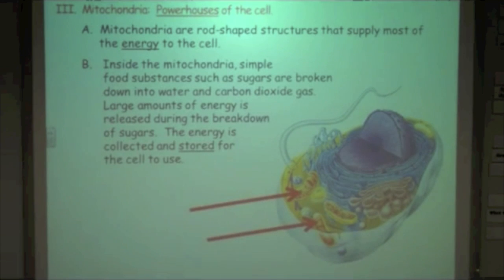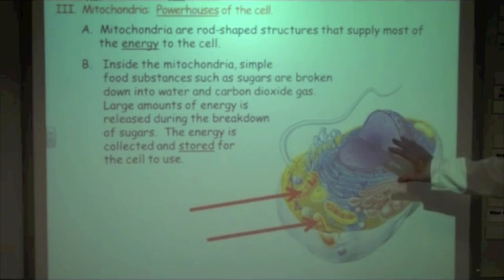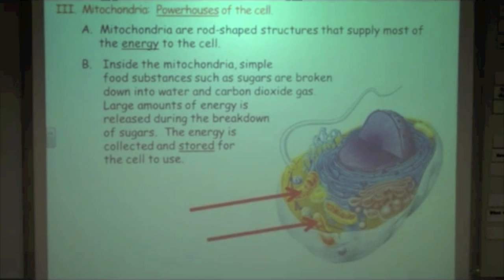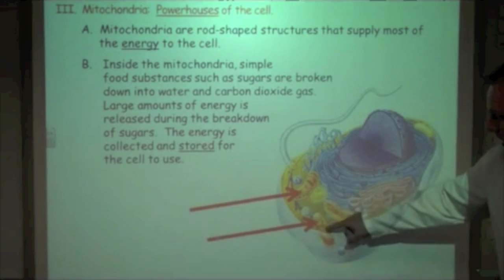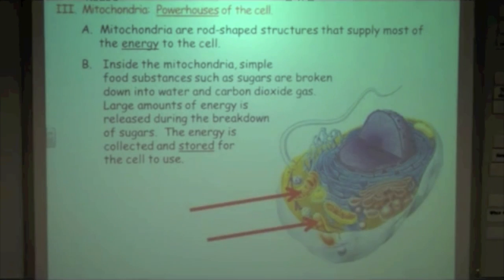Next we have mitochondria. Mitochondria are the powerhouses of the cell. They are responsible for supplying the cell with energy. Most of the energy of the cell, especially the animal cell here, comes from mitochondria. And there's a slight difference between animal cell and plant cell with regards to this. Most of the energy in the animal cell comes from mitochondria. In plant cells, it's a little bit different. We're going to talk about that in just a second. Here are diagrams of mitochondria. This is again a cutaway view, but here are two mitochondria in the animal cell.